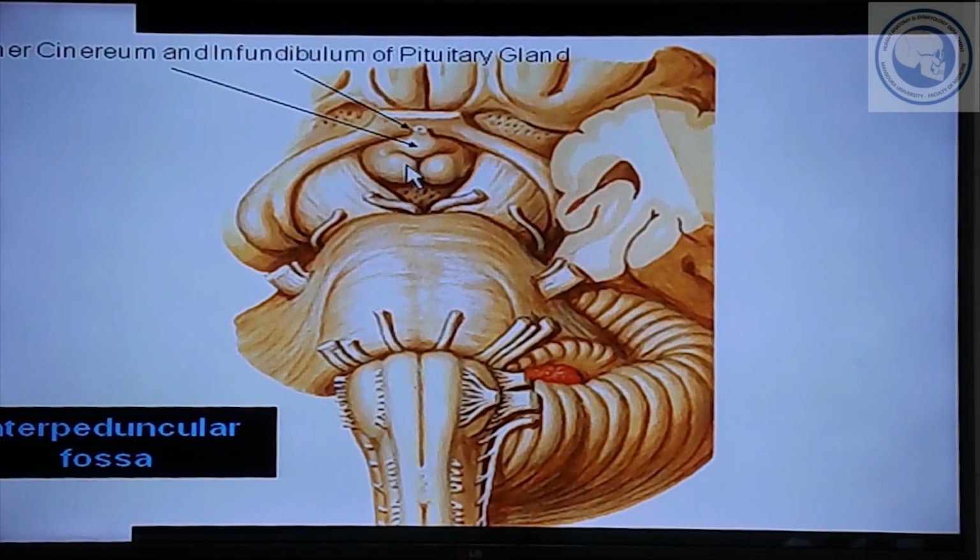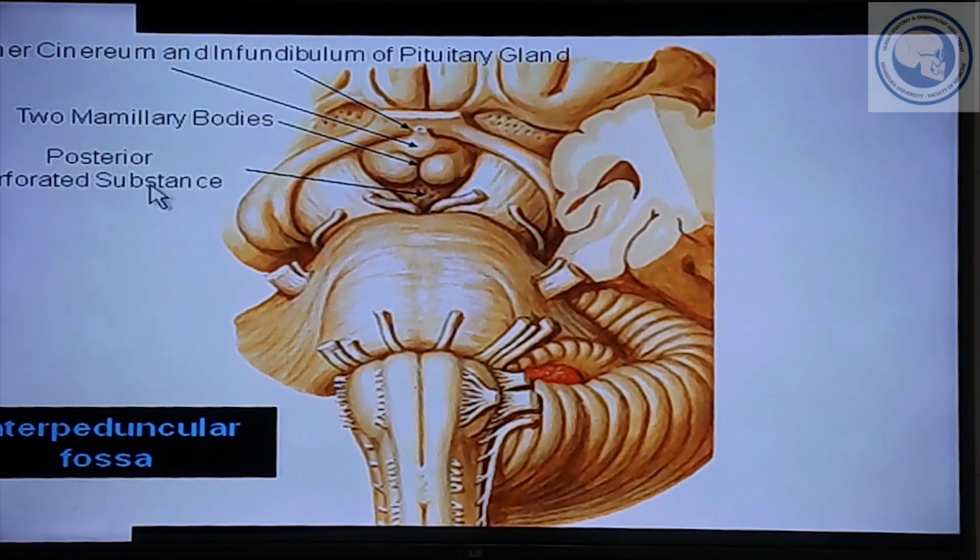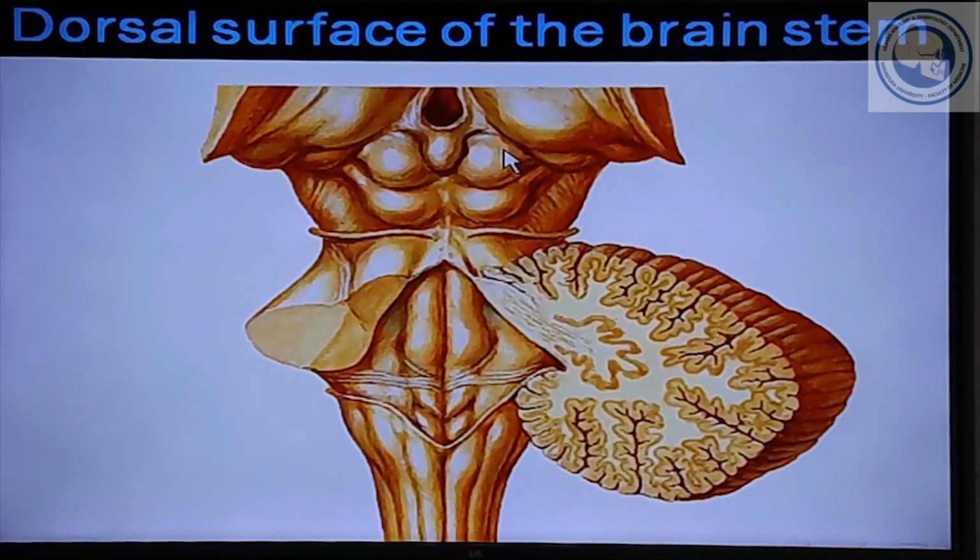Behind them, we will find the two mammillary bodies. Behind them, we will find the posterior perforated substance. And don't forget the exit of the two oculomotor nerves medial to the crus cerebri, also in the interpeduncular fossa. This was about the ventral surface of the brainstem.